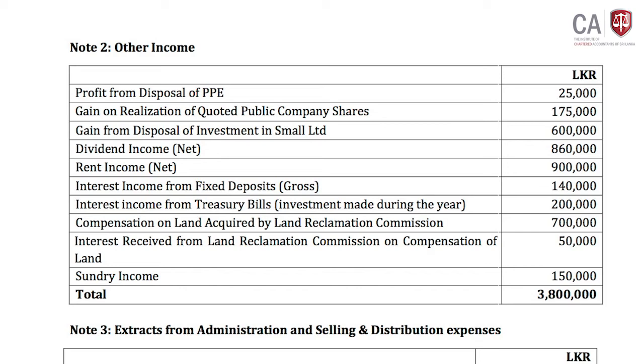And gain from disposal of investment in small limited. Now, you have to think, what is this investment? Then do I need to take the valuation at the 30th September 2017? What is this investment, what is the selling price, all these things should come to your mind. And dividend income net, dividend income net means it's 86%, 14% already deducted.